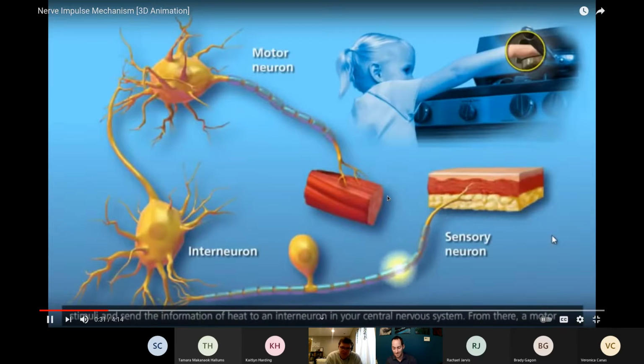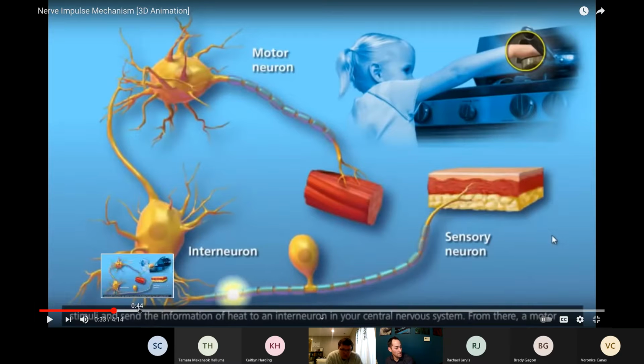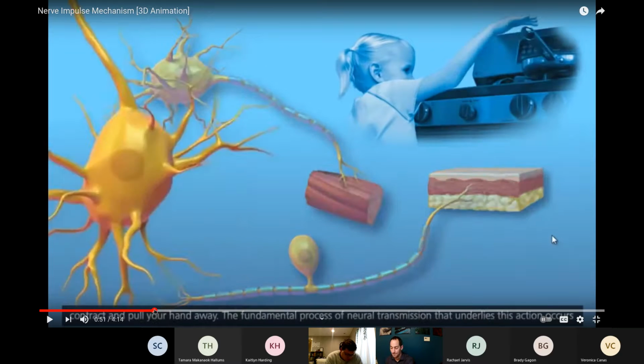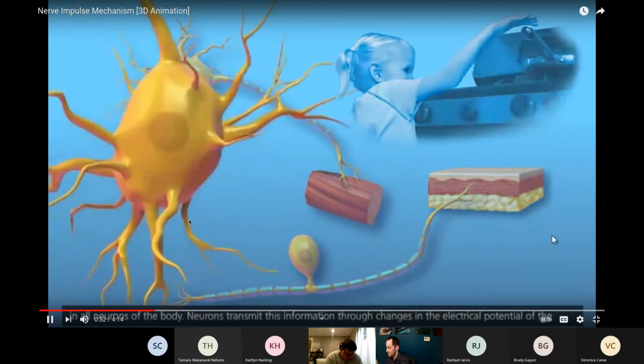So let's go on to what is happening at the cellular and molecular level of these neurons. This occurs in all neurons of the body.